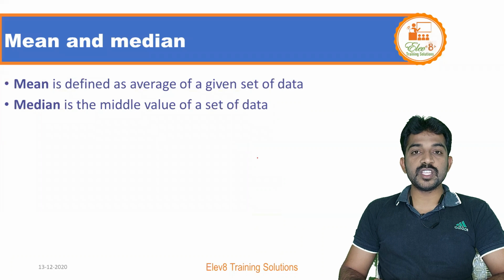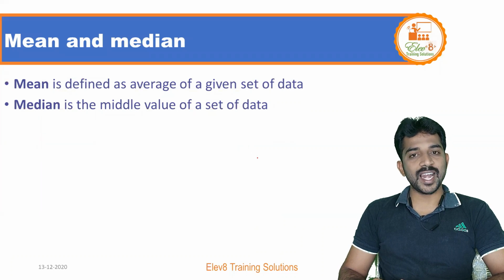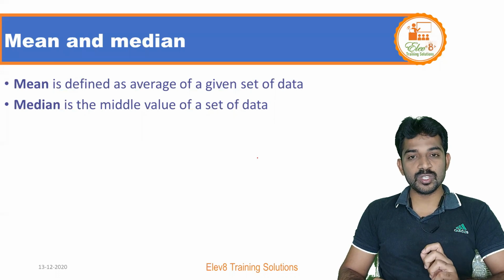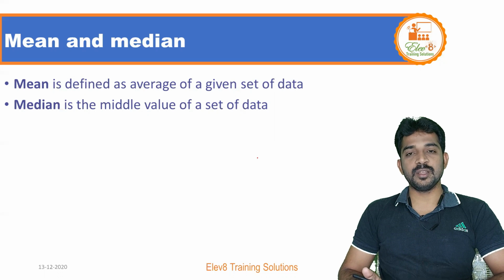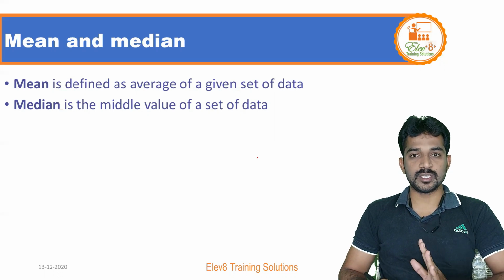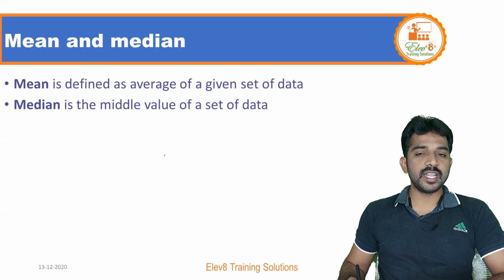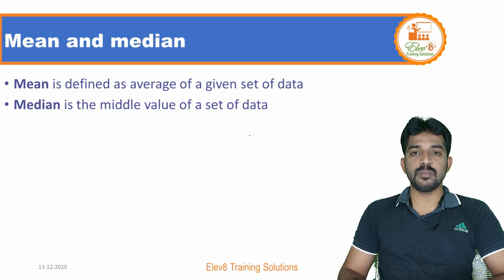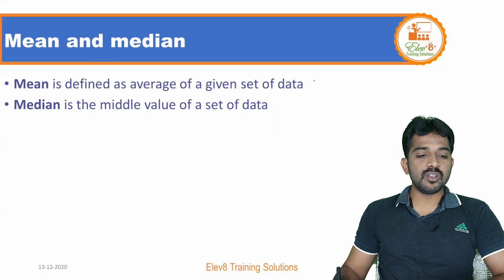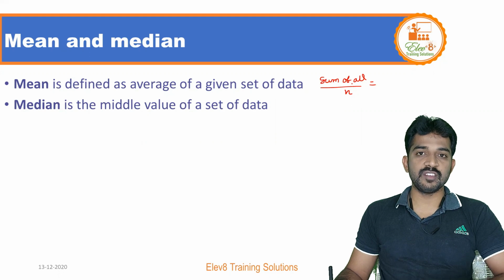Mean and median. First you should know the definition and how we are going to calculate them. Generally, some of you may get confused about the mean. Please note this, it's very simple: it is the average of the given numbers. For example, if they give us some numbers and ask for the mean, you simply add all the numbers and divide the sum of all numbers by n, and you will get the average, the mean of the given numbers.